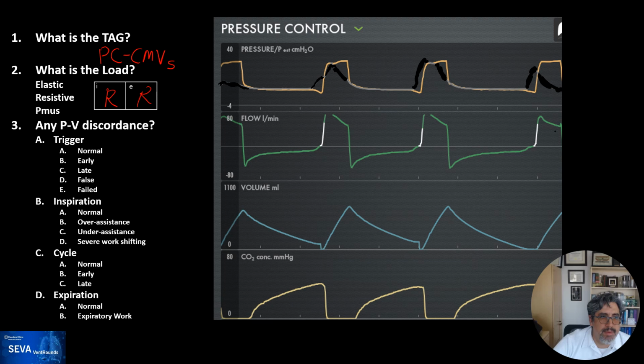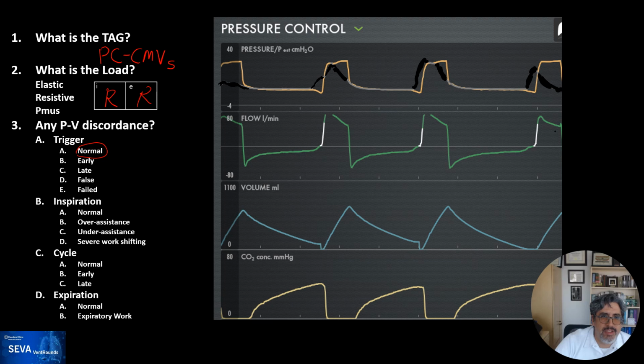In terms of patient ventilator discordance, when you see this waveform, you can see that there's a drop in the pressure at the beginning of the breath, but it's not major. And I'm inclined to call this normal. I don't see any failed or false triggers. I don't see it to be late or early because all the breaths are triggered by the patient.